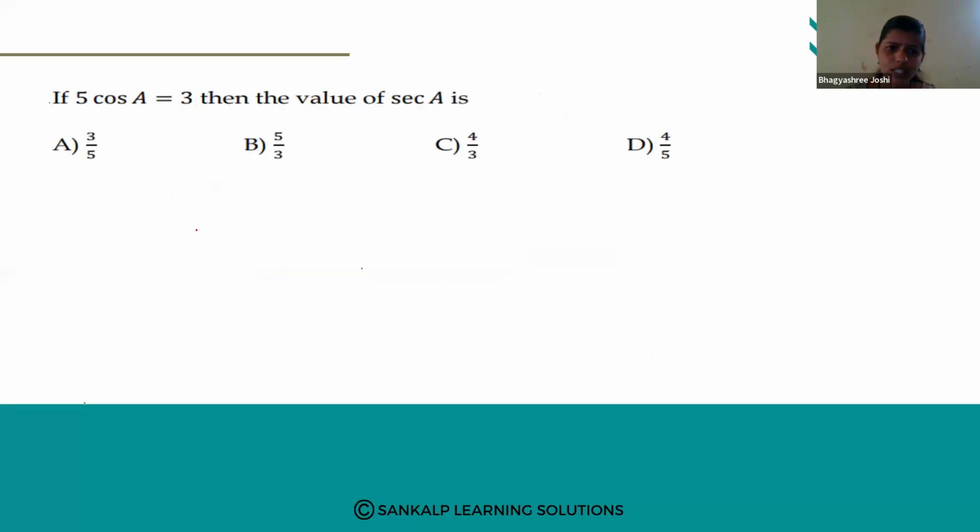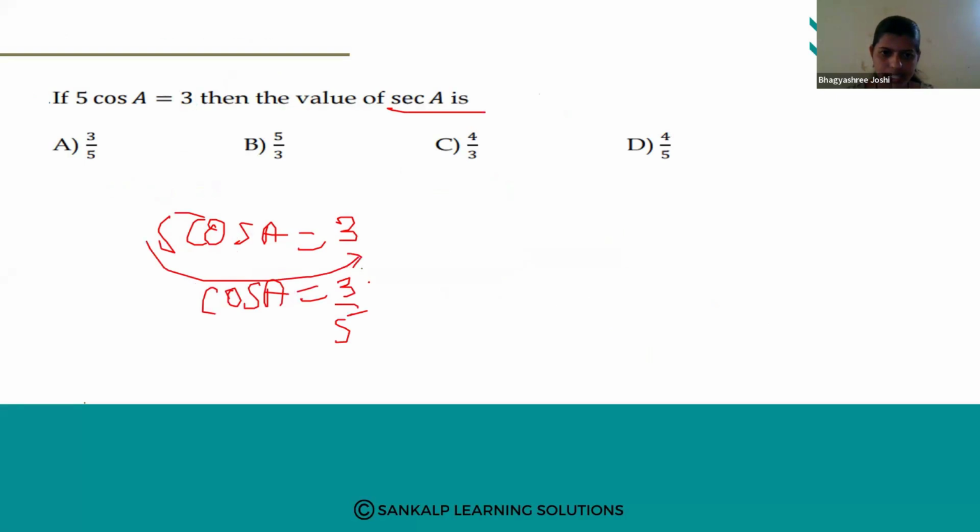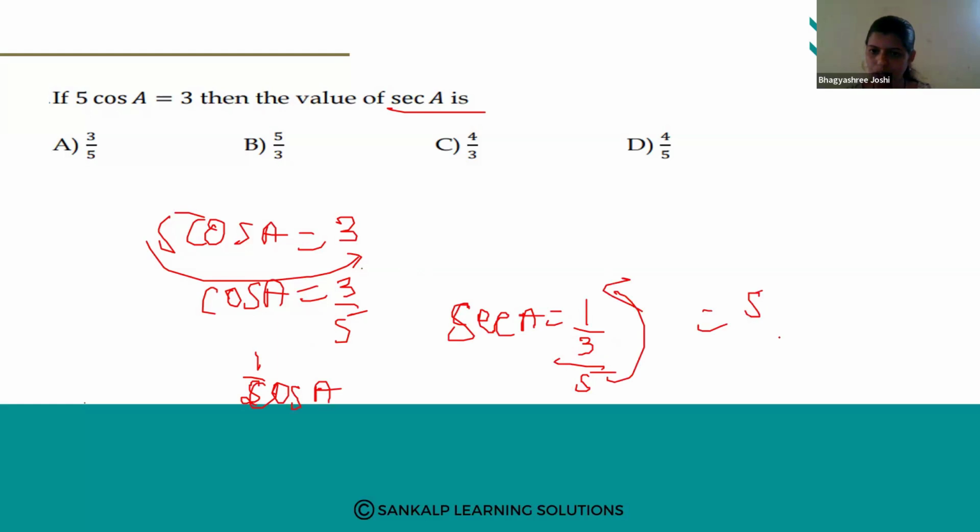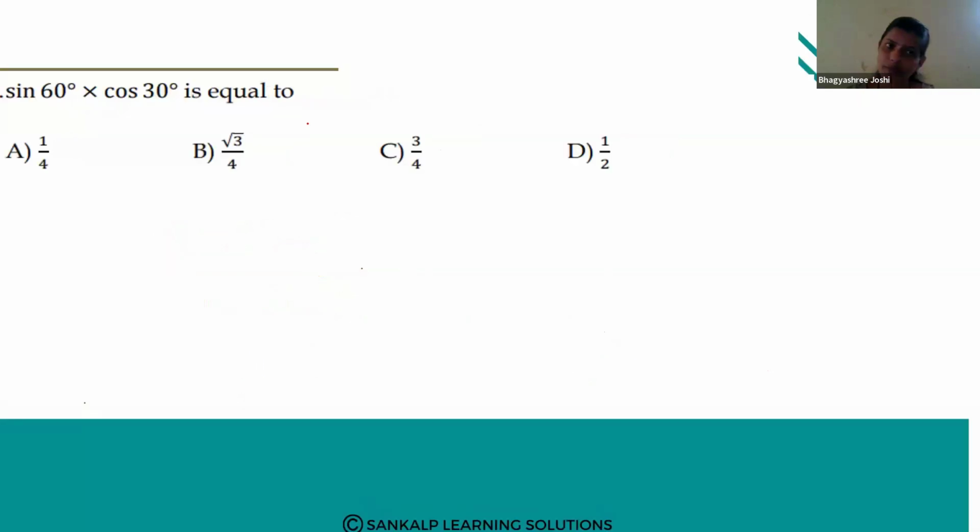Next. It is also the same. Cos A is equal to 3 divided by 5. We want sec A. Sec A means 1 divided by cos A. So sec A is equal to 1 divided by 3 divided by 5. Transfer this 5 to this side, it becomes 5 divided by 3. Is it there in the option? Yes, option B is right.